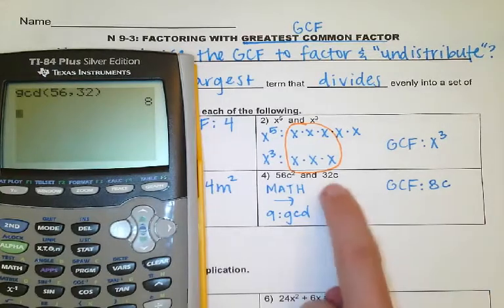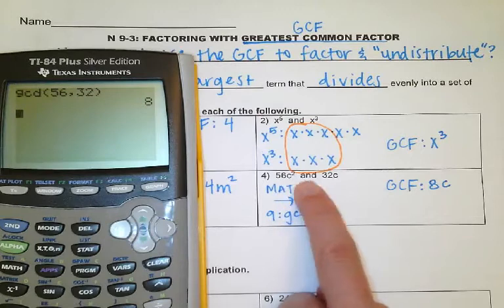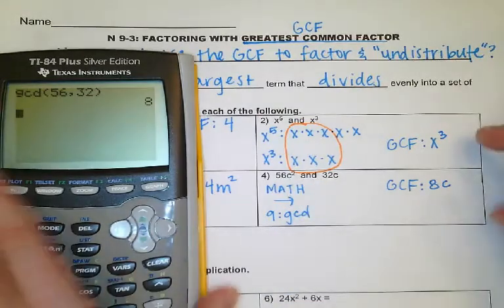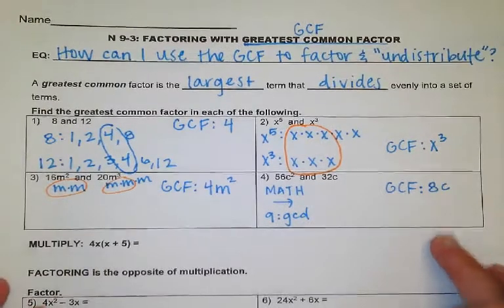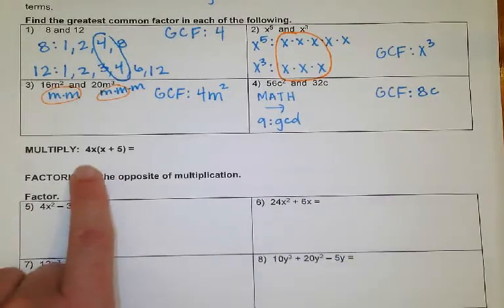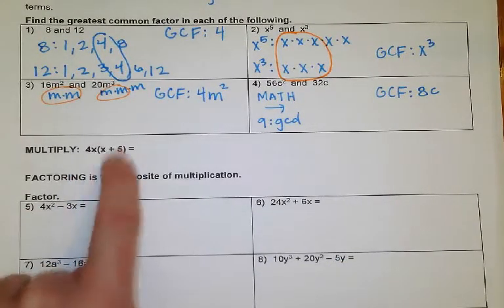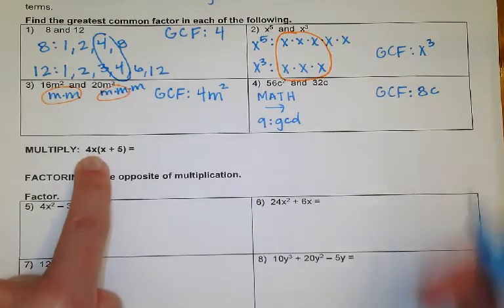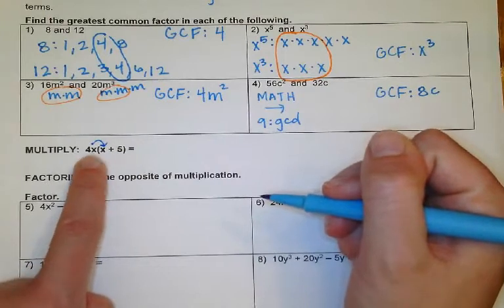So they only share 1 because this one only has 1. It doesn't have 2 like the 56c squared. Okay, so what we're going to do now is actually use this to factor. So back at the beginning of the year, we started distributing, and then last week your assignment looked like this, where you had to take a monomial, a single term, and multiply it into a polynomial.